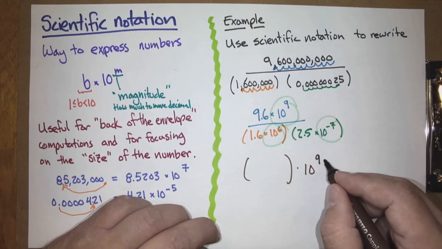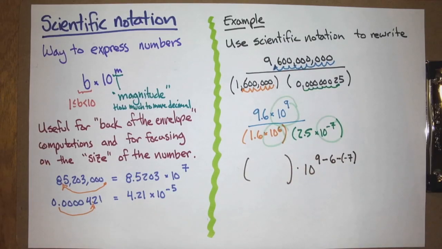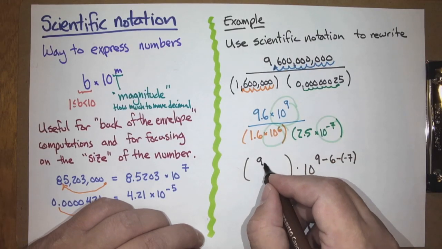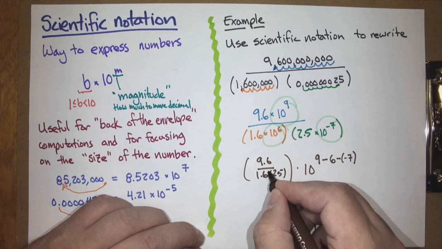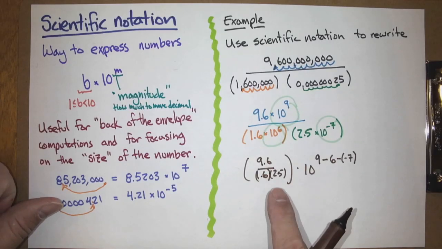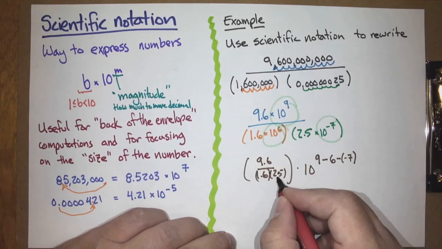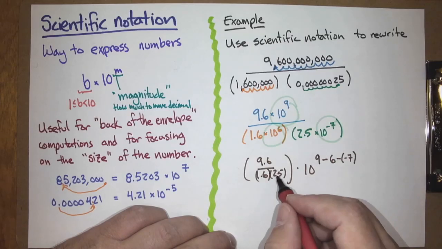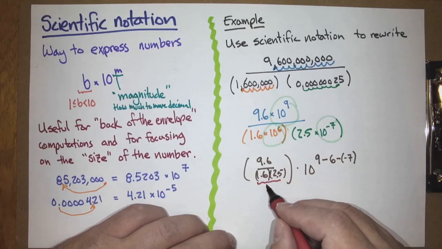So upstairs it was a 9. Downstairs we saw a 6. And downstairs we saw a negative 7. And then we have all those coefficients in the front. 9.6, 1.6, and 2.5. And if we were lucky, this might simplify. 2.5 times 1.6, does that simplify? Well, if you had a calculator, you probably could say, yeah. So for instance, 2 times 1.6 is 3.2. 0.5 times 1.6 is 0.8. And then that means that's all 4.